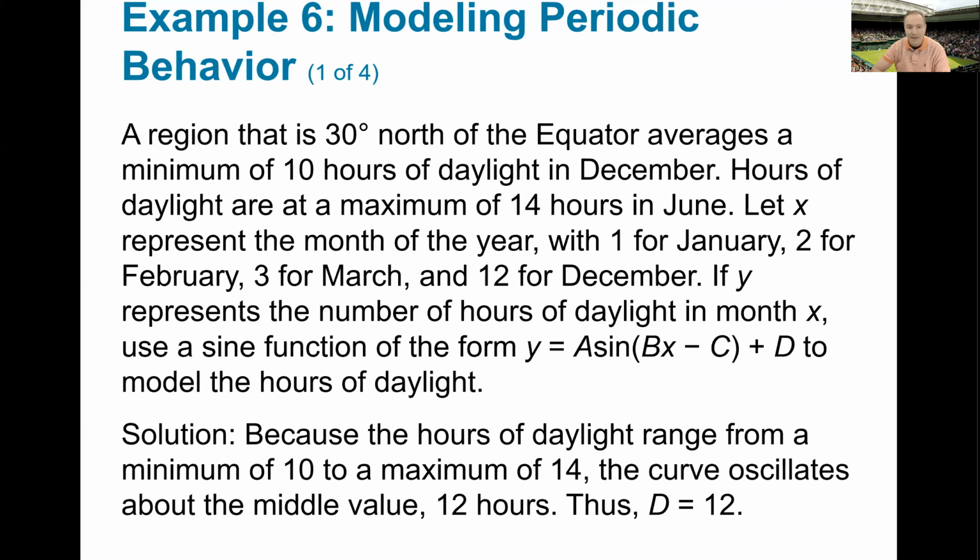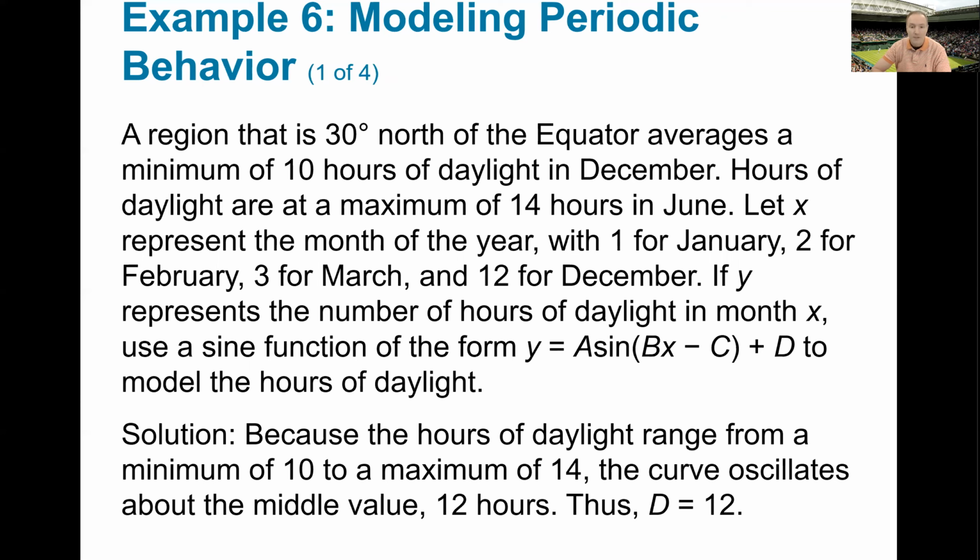So this is just saying, hey, if you're 30 degrees north of the equator, you're going to average 10 hours of daylight in December. That's when it's the least amount of daylight in the year. And the maximum hours of daylight are in June. Okay, so when I'm thinking about that, it says let x represent the month of the year, with 1 for January, 2 for February, 3 for March, and so forth.